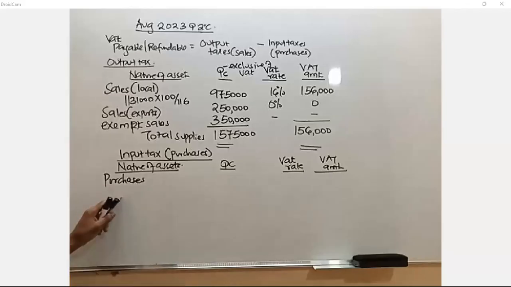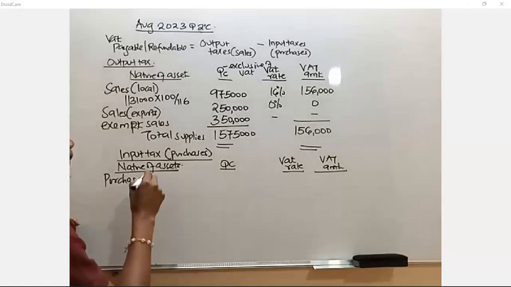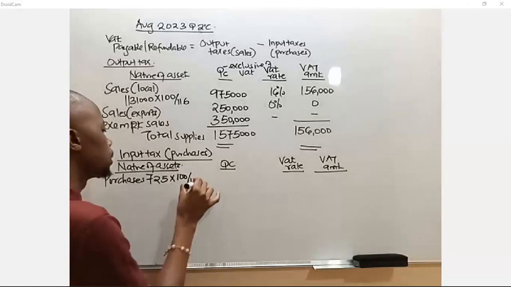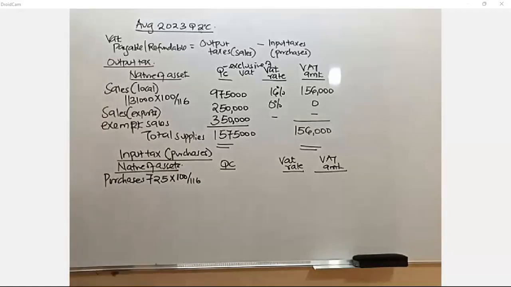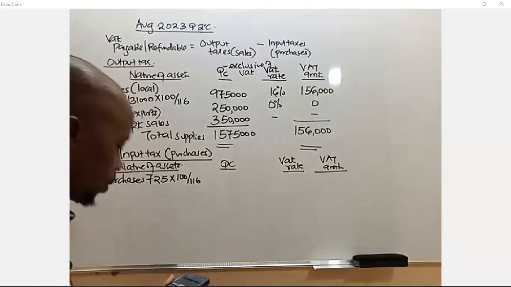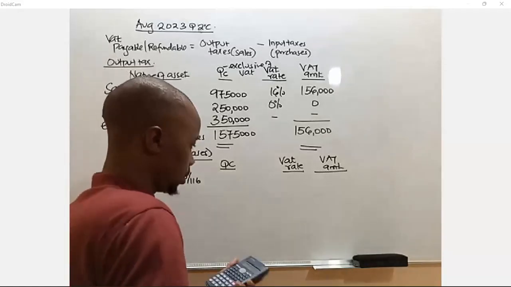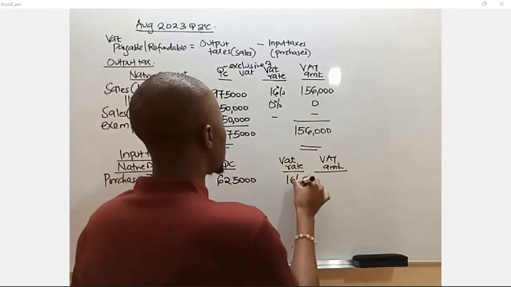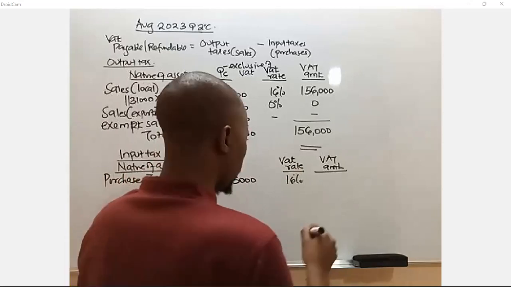So let's start with the purchases. The purchases that we have been given as per the questioning app. So you come here and you tell me the purchases provided here amount to how much? 725,000. So on the same app, 725,000, I multiply with 100 over 116, right? 725 times 100 divided by 116, getting 625,000. Once you multiply by 16%, how much are you getting? You are getting 100,000.